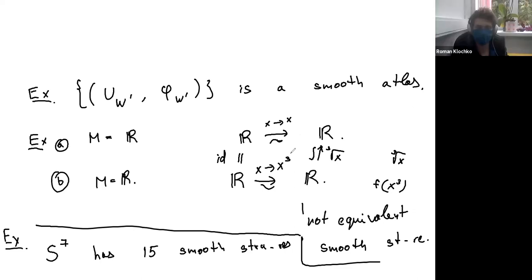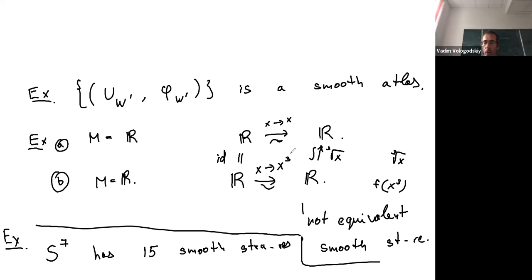And it means that in the example with the sphere, we have 15 different classes. No, different. This is much more interesting. Although this gives you two different smooth structures on R, the two smooth manifolds are actually diffeomorphic.